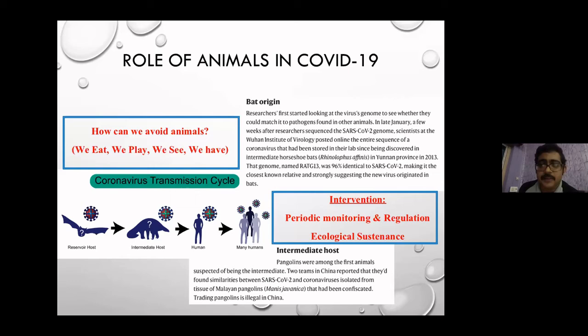So what we require is a severe intervention and periodic monitoring and regulation, as well as ecological sustenance. Now, many times I come across the question that there is a very big problem of snakes, and I often refer to it: the problem is not of the snake, the problem is on us, because we have encroached on his land. So similarly, we can say periodic monitoring and regulation of bush meat markets.